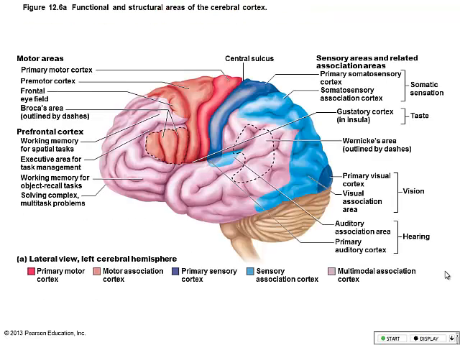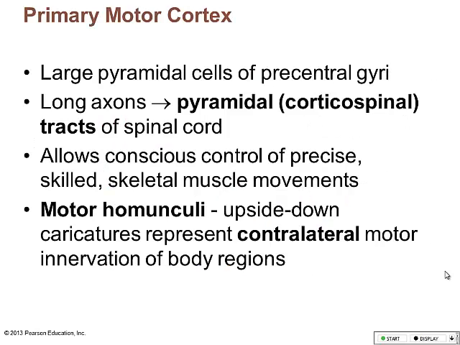So this diagram here on page 434 shows us some of these areas, where they are in the brain. Again, we're talking primary motor cortex. So we're talking about information that does what? Motor is what? Movement. So it allows for conscious control of precise skeletal muscle movements. Innervates different body regions. The right arm, the right leg, the left leg.